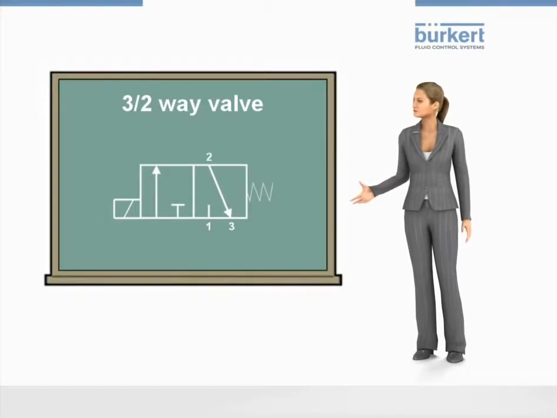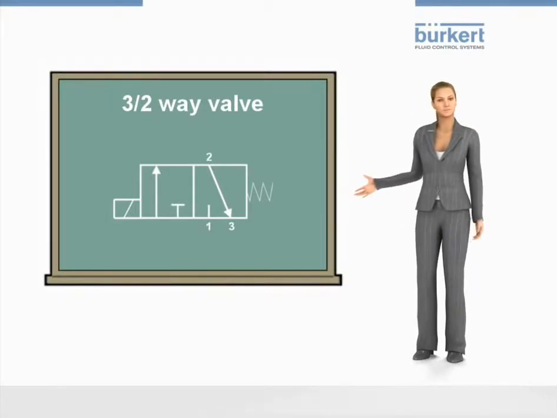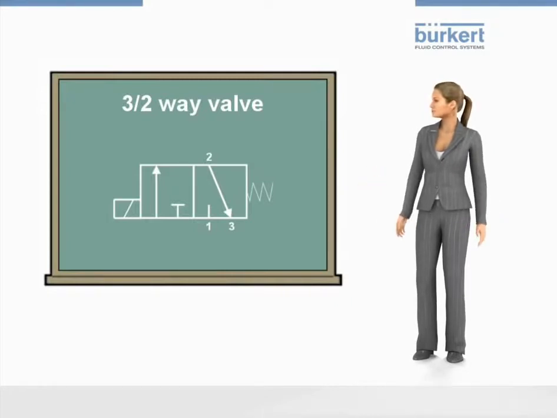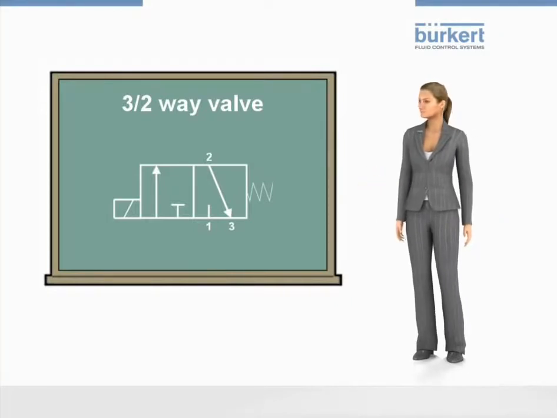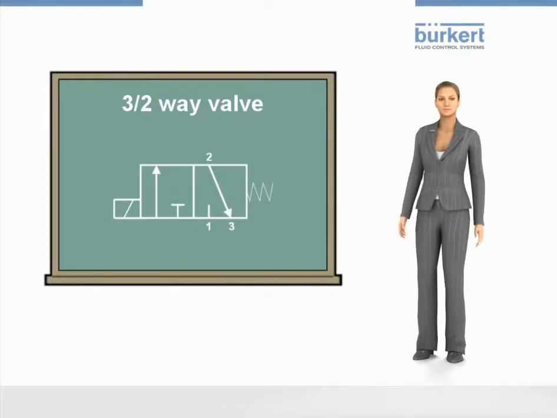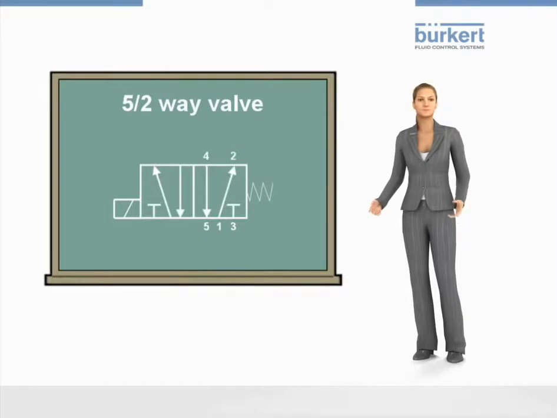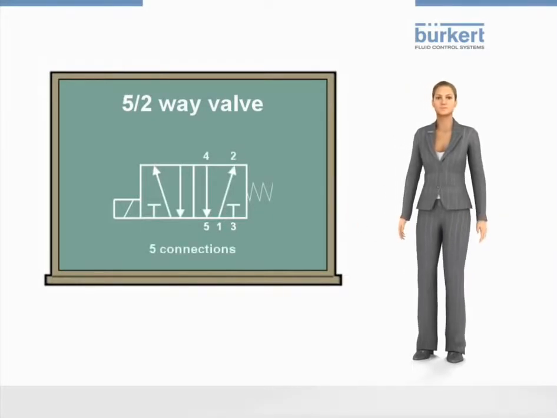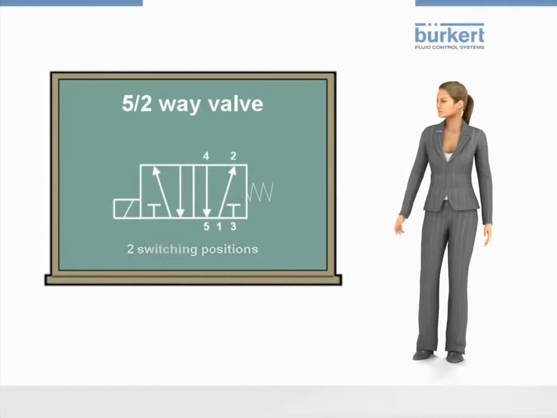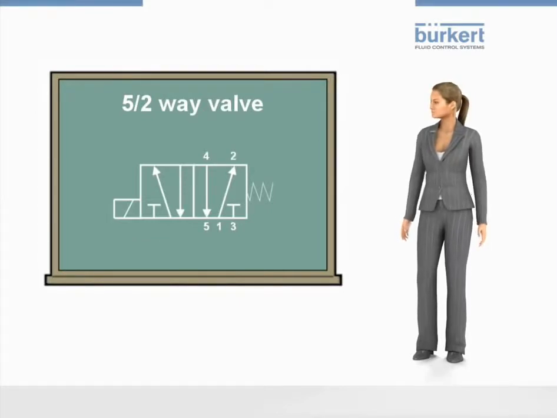Port 3 is blocked. In the de-energized state, the pressure supply is not connected to the system, but is connected to the third port. As well as the 3-2-way valves, there are also 5-2-way valves. These valves have 5 ports and 2 switching positions. The symbol shows the port connections.